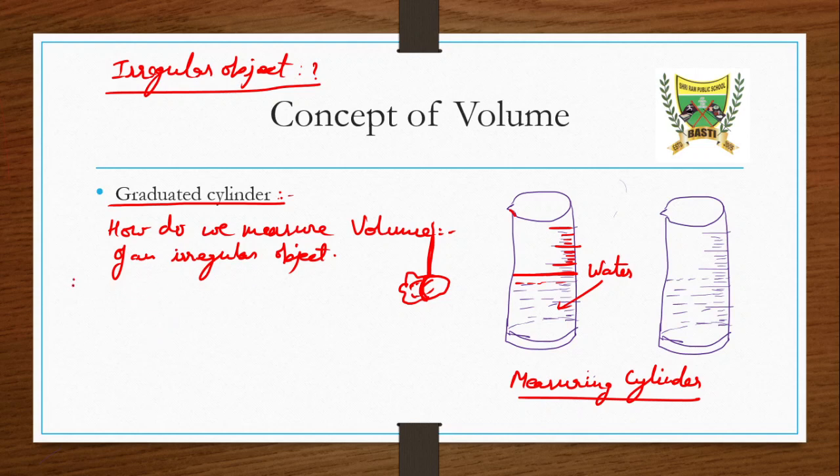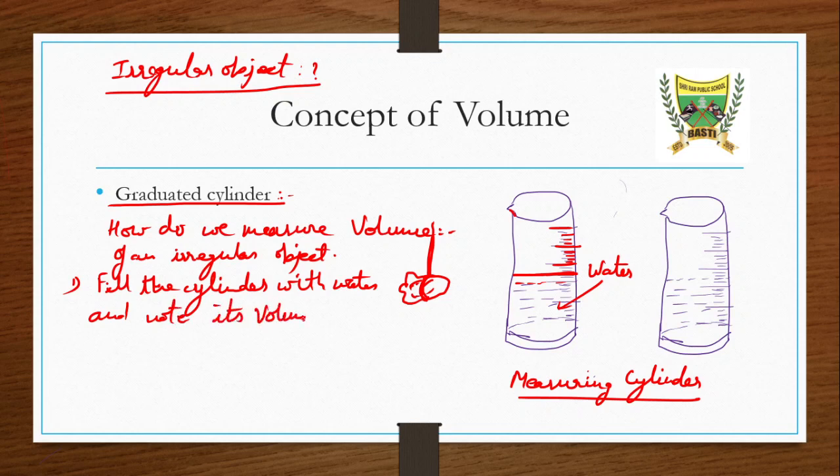So the first step is: fill the cylinder with water and note its volume. First of all, we will fill the cylinder with water, and we will note its volume. After that we will put this pebble, or whatever the object is, inside the water. Suppose that this was our pebble, the object that we have to measure.